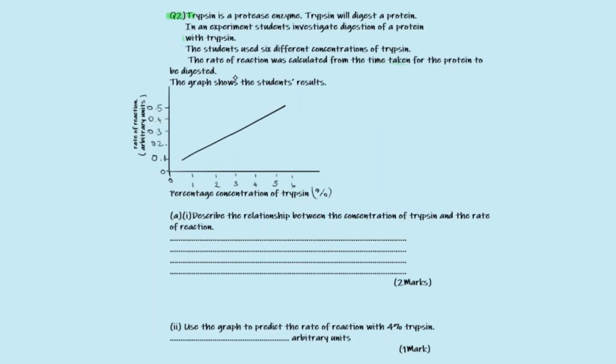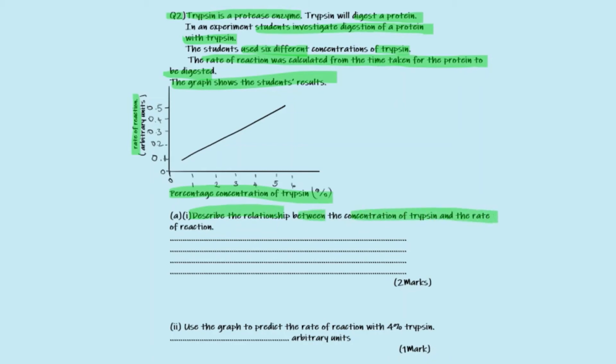Question 2. Trypsin is a protease enzyme. Trypsin will digest a protein. In an experiment, students investigate a digestion of a protein with trypsin. The students used 6 different concentrations of trypsin. The rate of reaction was calculated from the time taken for the protein to be digested. The graph shows the students' results. On this side we have the rate of reaction, and at the bottom we have the percentage concentration of the trypsin. The question is, describe the relationship between the concentration of trypsin and the rate of reaction, worth 2 marks.